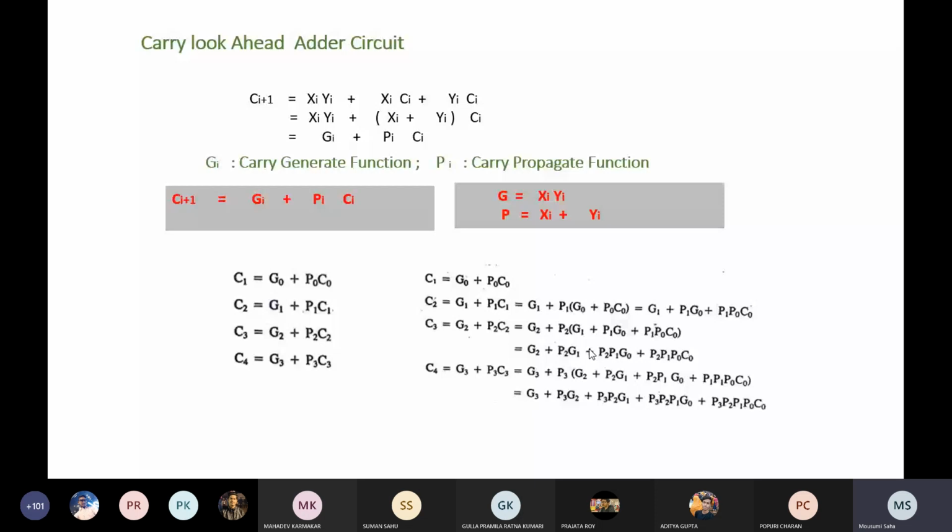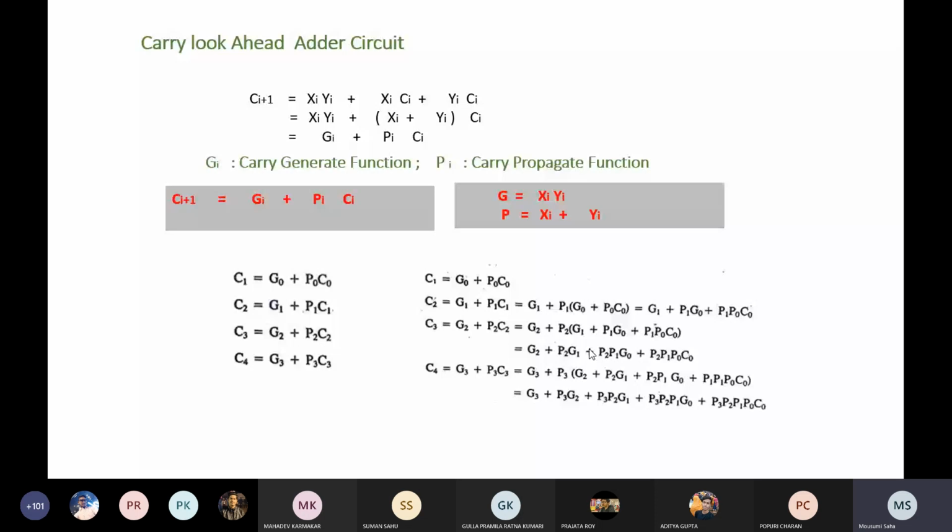So one is the carry generate function, another is the carry propagate function. Now see the expression: c(i+1) equals gi plus pi ci. If you consider i equals 0, you can write c1 equals g0 plus p0 c0. In that way, if i equals 3, you can write c4 equals g3 plus p3 c3.